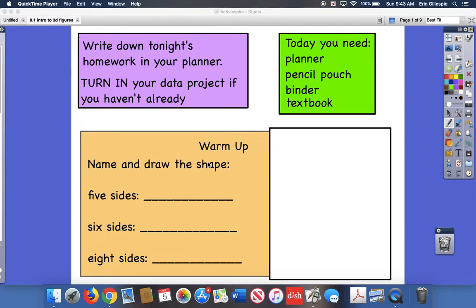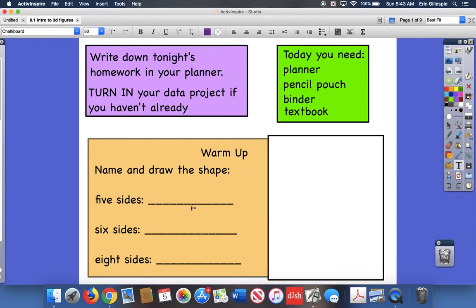So just a little warm up here, just because you're going to need to know these words anyway when we identify shapes in this lesson. I would pause the video for a second here and see if you know the name for a shape that has 5 sides, 6 sides, and 8 sides. And if you could draw it as well, that would be great too. So pause that for a sec. All right, so hopefully you're back and you tried that out.